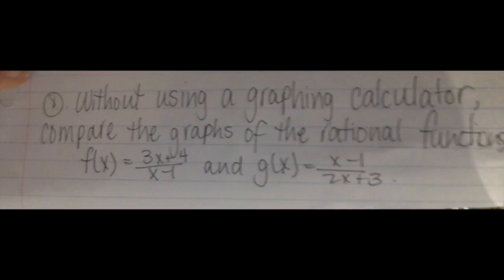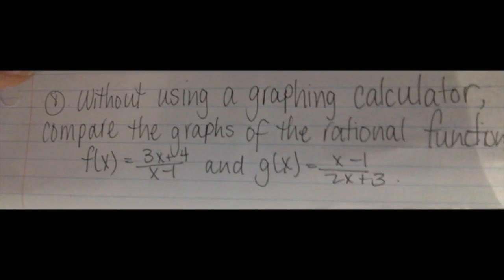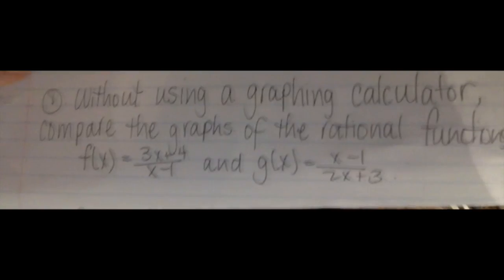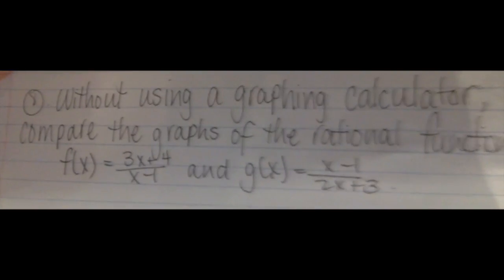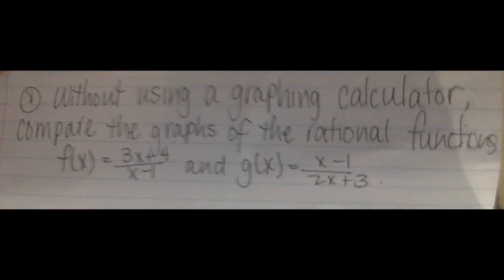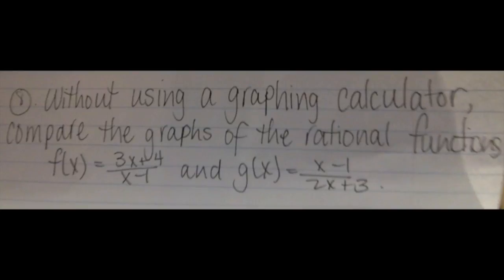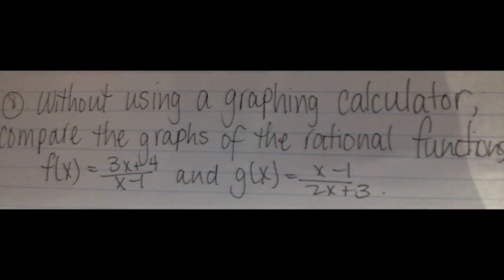The question is, without using a graphing calculator, compare the graphs of the rational functions f of x equals (3x + 4)/(x - 1) and g of x equals (x - 1)/(2x + 3). This question is from the unit of rational functions, as you can tell by the need to graph a polynomial divided by another. When it says without using a graphing calculator, it means we have to graph it ourselves.